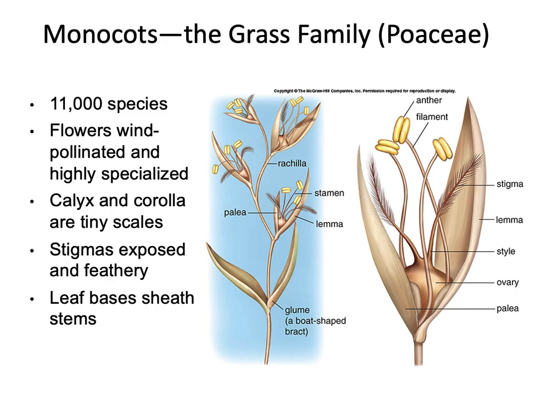They often have flowers that are wind pollinated and highly specialized. In fact, they're so highly specialized that we can't use the flower language that we've learned in this class. Grasses have their own language around flowers, but we don't have to memorize all the special names in my course. The calyx and the corolla are reduced to tiny scales with special names, and the stigmas, because they're wind pollinated, are usually exposed and feathery so that the pollen grains can easily just blow right in. Now when we look at grasses, the leaf bases almost always are going to be sheathing the stems.